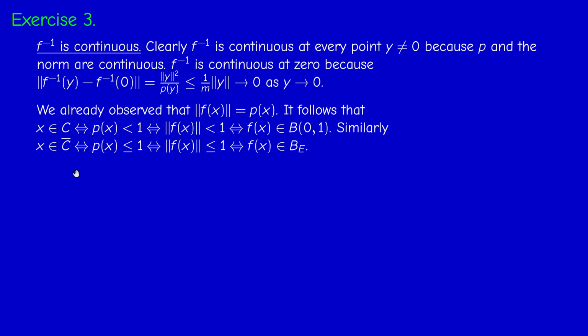And if you want, for the boundary, the boundary is the difference between these two. So it's C bar without C, because C is open. So x is in the boundary means that p of x is less or equal than 1, but not strictly less than 1. So it's exactly equal to 1. So the norm of f of x is exactly equal to 1. So this is really something very remarkable about convex sets.